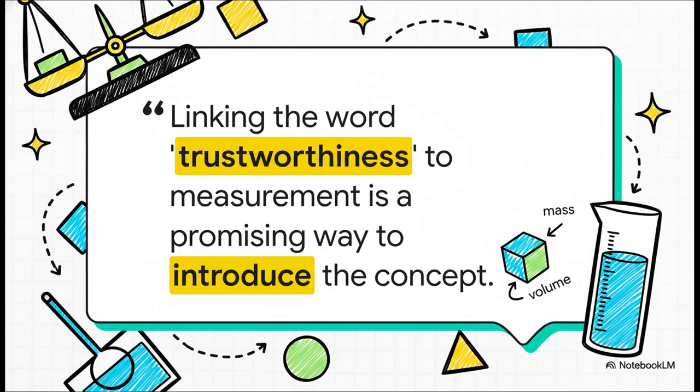And don't just take my word for it. Researchers have found that one of the best ways to think about good measurement is to think about trustworthiness. Are your results trustworthy? In science, your measurements are your evidence. And if your evidence isn't trustworthy, well, your conclusions won't be either.